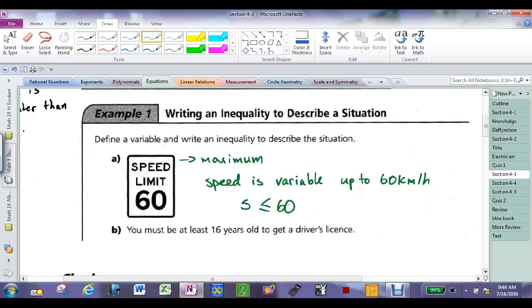Yes? Can I go 49? Yes. Can I go 1? Yeah. Can I go 61? No. Can I go 60.1? No. Can I go 60.00000001? No. Can I go 59.999999? Yes. Got it? Now, here's where it gets tricky.